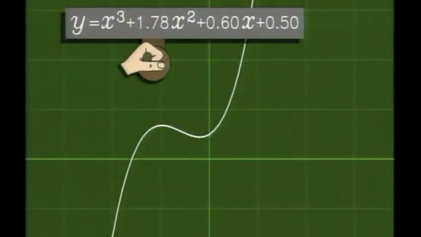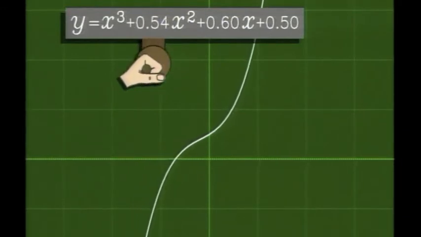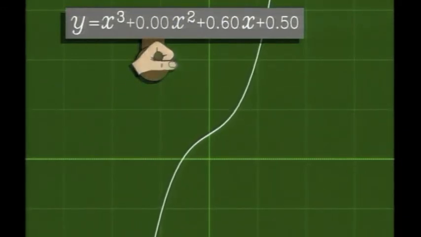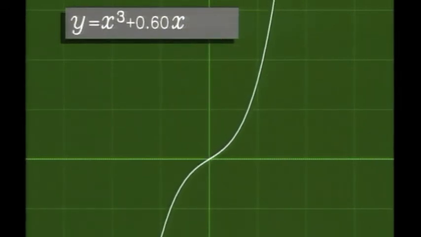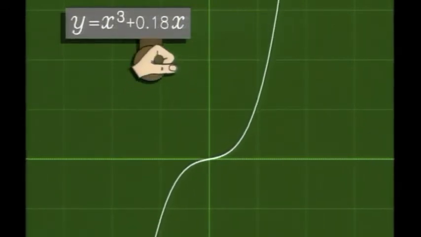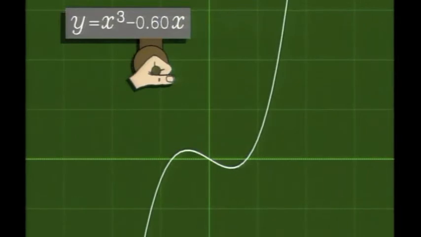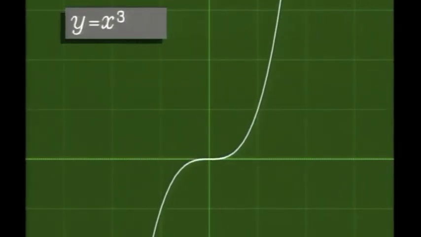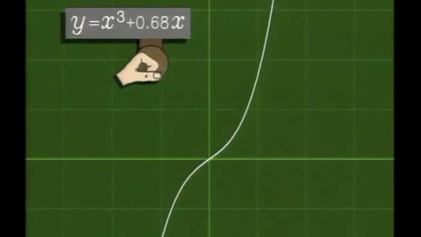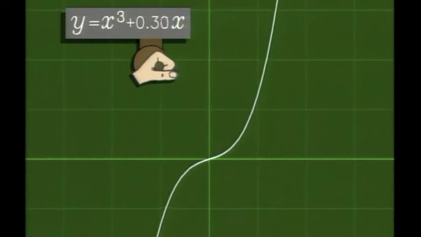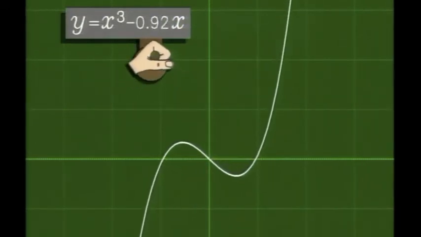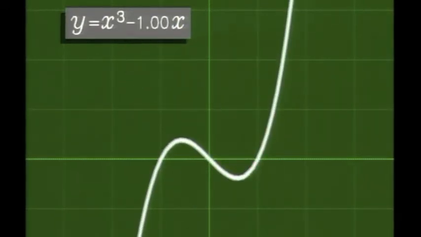Now let's look at some curves of degree 3, or cubic curves. 3 examples reveal the basic properties of all cubic curves. y equals x cubed, y equals x cubed plus x, and y equals x cubed minus x.